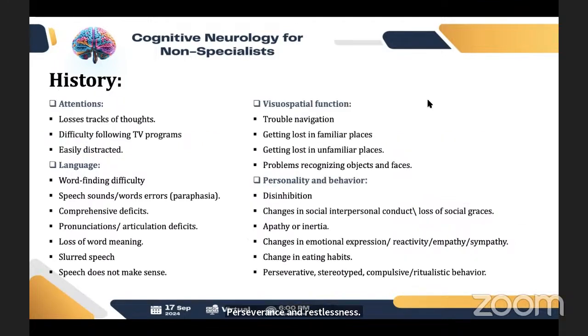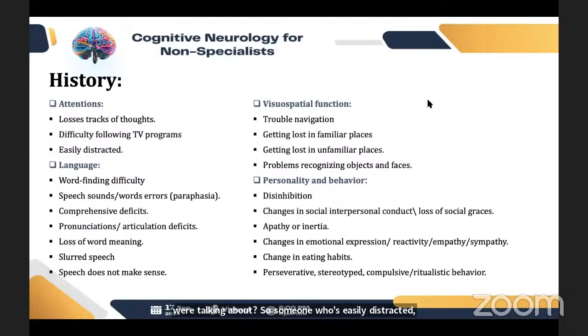Attention, so losing track of thoughts. Someone would be in a conversation and suddenly they're talking about something else, so they lose track of thoughts, or you're talking to them and they're suddenly wandering in their thoughts, and they're just asking you, what were you talking about, or what is it that we were talking about? So someone who's easily distracted, unable to follow a TV program anymore.